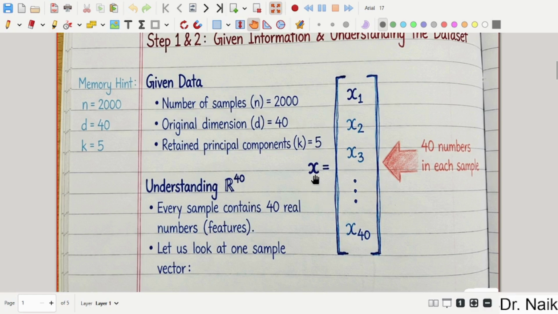So x is our sample. x is a column vector with 40 entries. This is our sample number 1. Similarly, we have sample number 2, which is a column vector with 40 entries. Sample number 3 is also a column vector with 40 entries. This goes till our last sample, which is sample number 2000, a column vector with 40 entries.